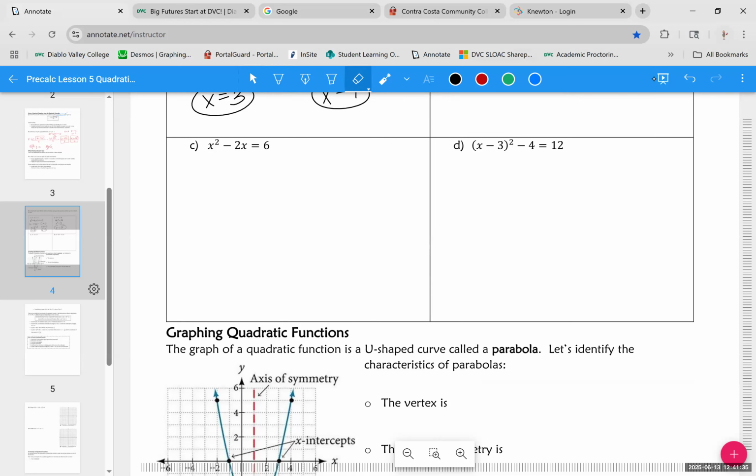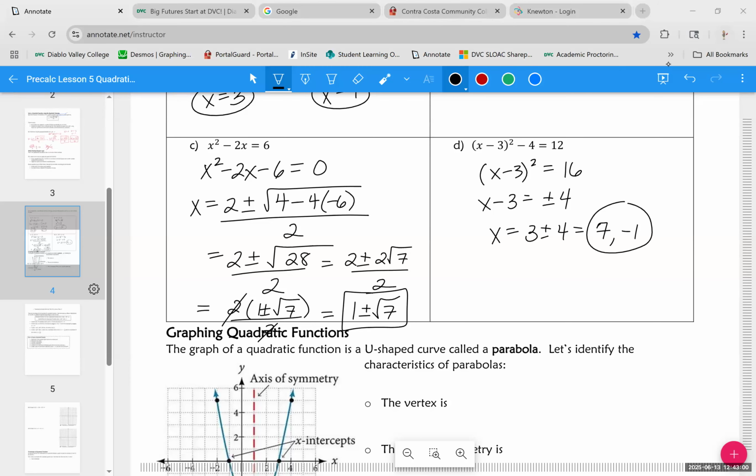Okay, so go ahead and pause and try C and D. Let's see how it goes. So because I do have an x term in this one, I'm not going to be able to use the square root method. I moved the 6 over, and I cannot factor that. There are not two numbers that multiply to give me -6, but add to give me -2. So I'm defaulting to the formula.